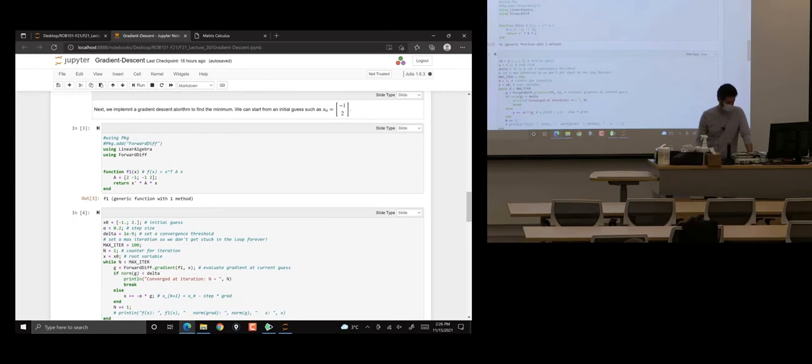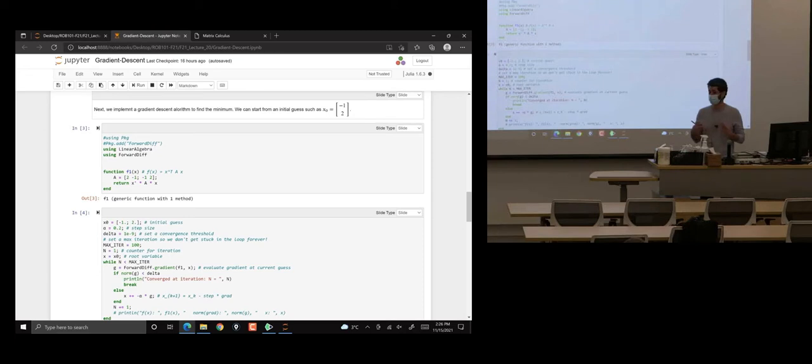Now let's implement the gradient descent. We need to start with an initial guess. X0 here, I choose to be -1 and 2. Now, if you remember from last time, we used ForwardDiff, automatic differentiation, as a new package to calculate the Jacobian for us.